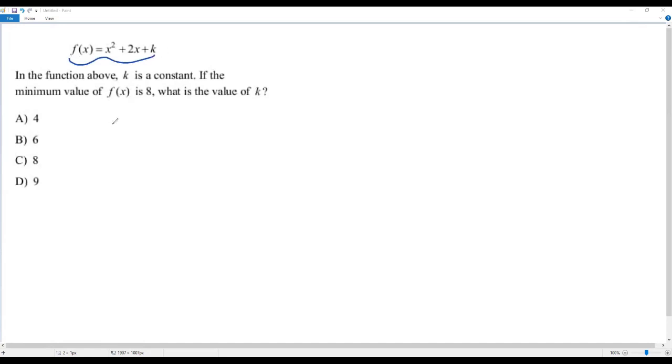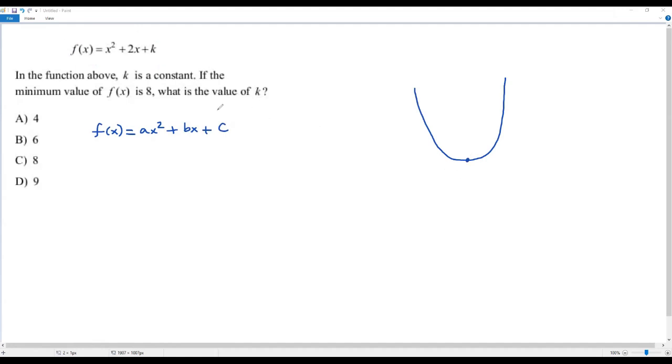Here we have a quadratic function in standard form, that is f of x equals ax squared plus bx plus c. When we have a quadratic function in standard form like this, the graph will be a vertical parabola, and the parabola may open up or open down. It depends on the value of a, the leading coefficient, or the coefficient of x squared. In our quadratic function, the coefficient of x squared is 1, so it's a positive value. Since the leading coefficient is positive, the parabola must open up. So this is the graph of this quadratic function, and here we have the vertex at the bottom.